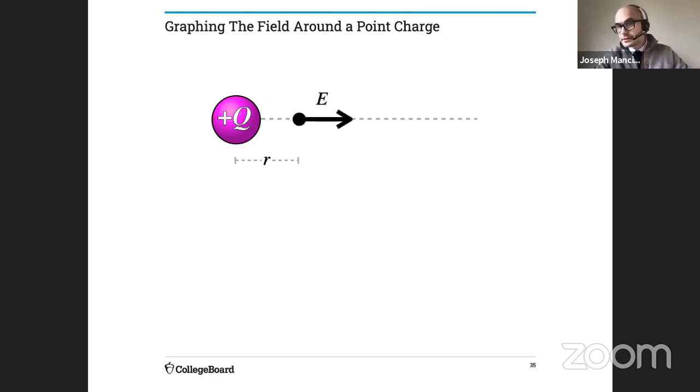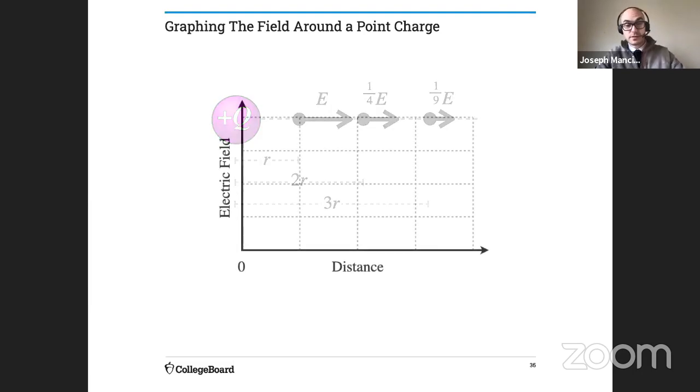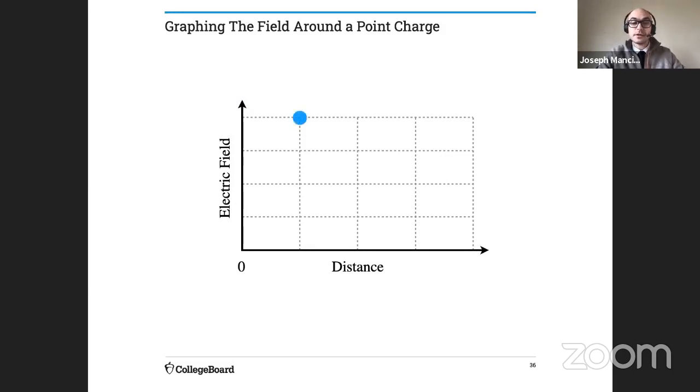Well, electric field, you'll notice, is an inverse square law. That means at twice the distance away, the electric field magnitude would only be 1/4 as much. And at 3 times the distance away, it would only be 1/9 as much. We can calculate it, but as a smart AP Physics student, you need to be able to graph the idea that if the field is magnitude E at distance r, it's only 1/4 of E at 2r, 1/9 of E at 3r, and 1/16 of E at 4 times the distance.